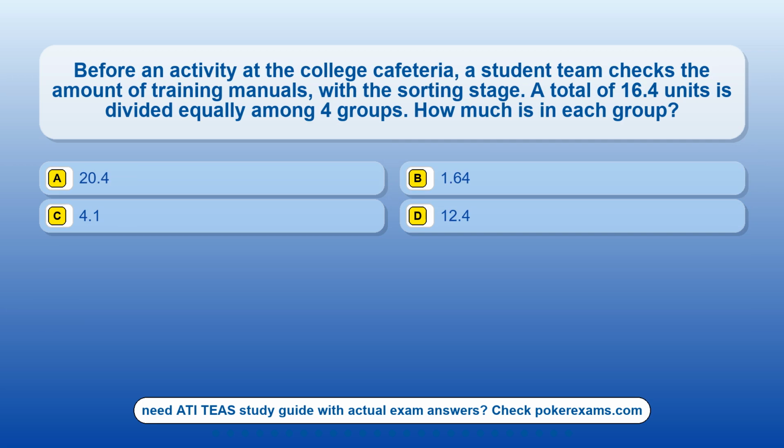Before an activity at the college cafeteria, a student team checks the amount of training manuals, with the sorting stage. A total of 16.4 units is divided equally among 4 groups. How much is in each group? Option A, 20.4. Option B, 1.64. Option C, 4.1. Option D, 12.4. The correct answer is option C, 4.1.